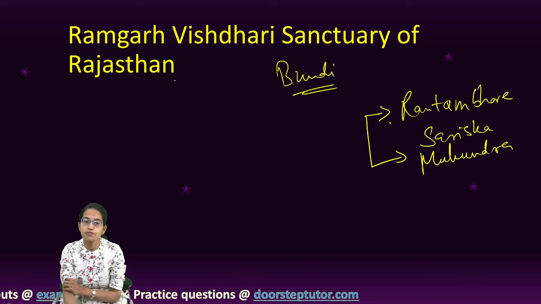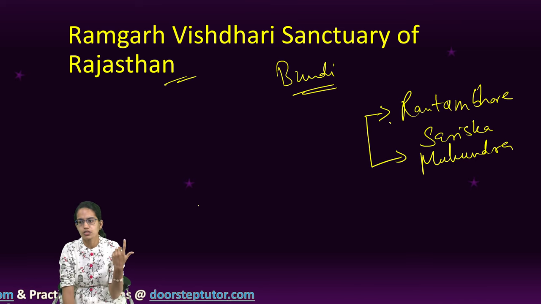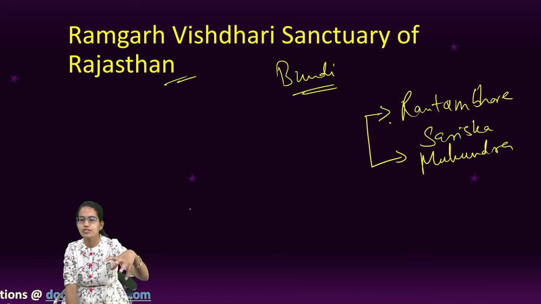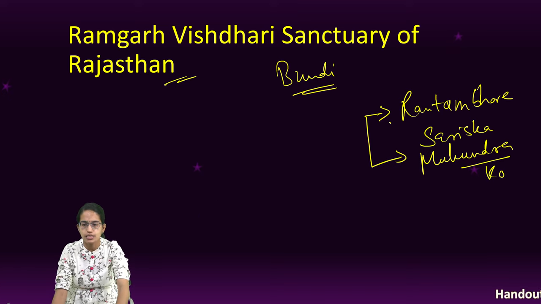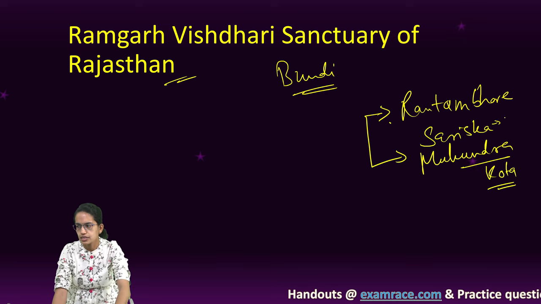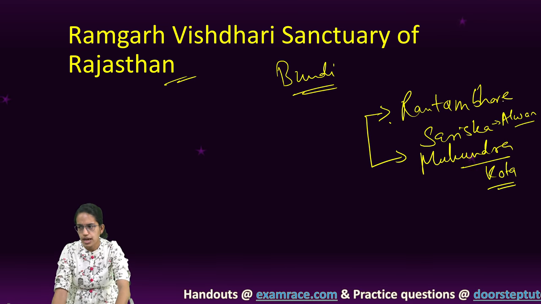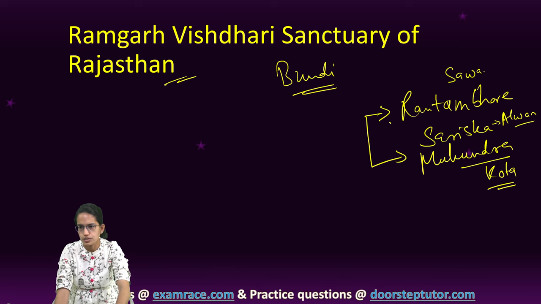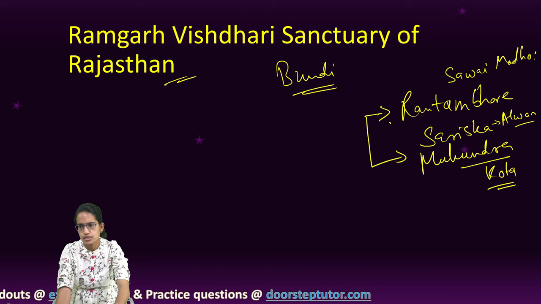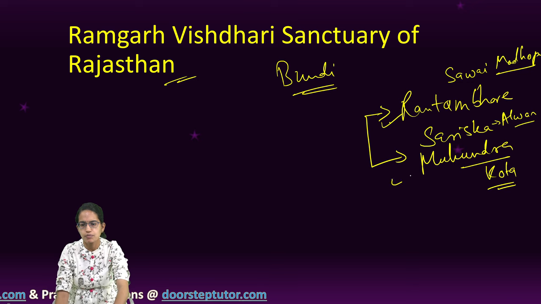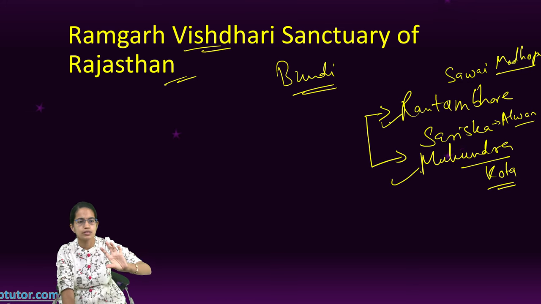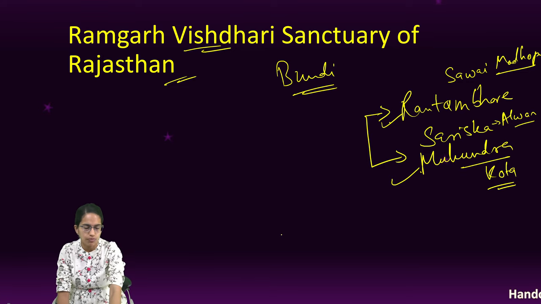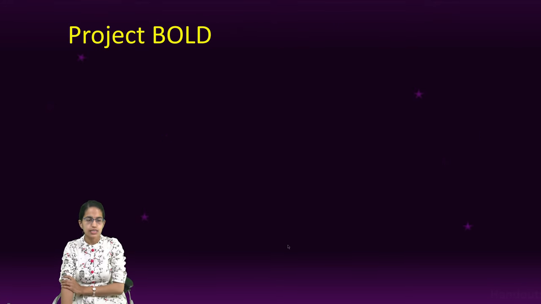Why was there a need for a new tiger reserve? Because the population of tigers is increasing, and the habitat where they can live is significantly decreasing. So Mukundara is located in the Kota district, Sariska in Alwar, and Ranthambore in Sawai Madhopur. Those are the three districts where they are stretched, and between Ranthambore and Mukundara, which is Sawai Madhopur and Kota, we have the new tiger reserve, the Ramgarh Vishdhari sanctuary. The next is Project Bold.